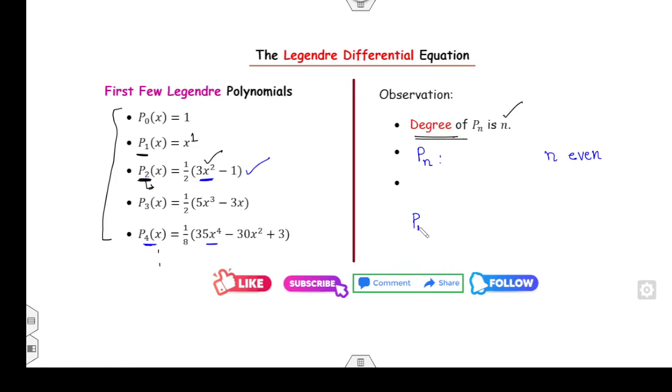How do you check for even? Even and odd. If you substitute, I will check whether P4 is even or not. You can check for P4. That is called an even polynomial.